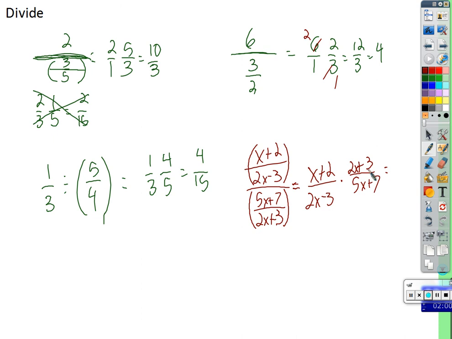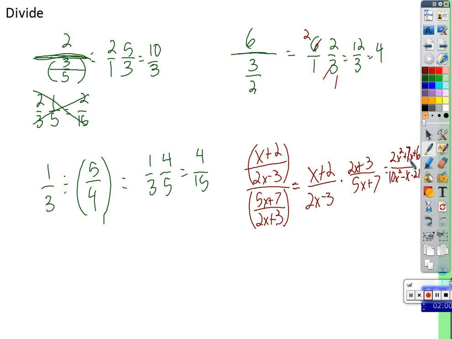What do we get here when we multiply x plus 2 times 2x plus 3? 2x squared plus 7x plus 6. Plus, what'd you say? 7x plus 6. Plus 6, sounds good to me. And then 10x squared minus x minus 1. Minus x, yeah, minus x minus 21.